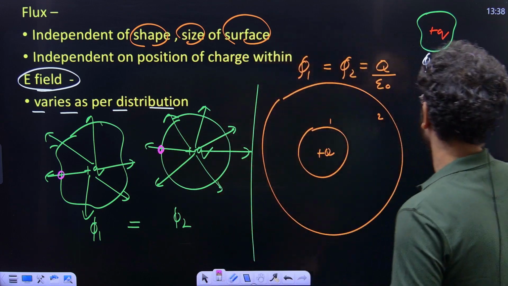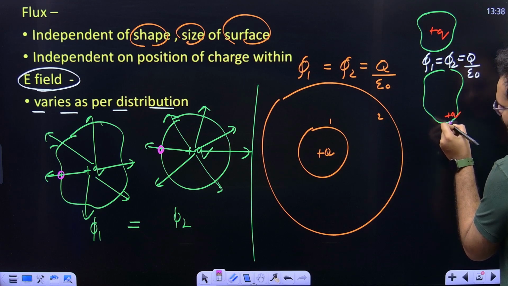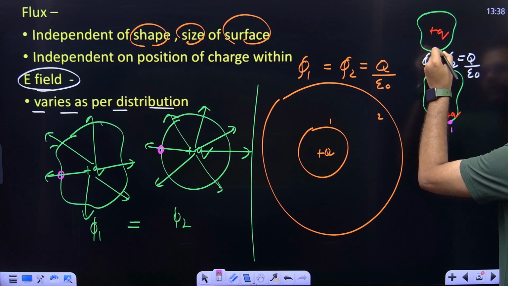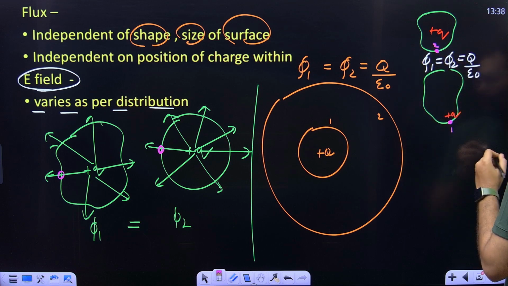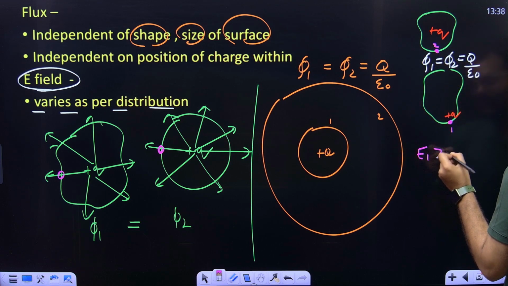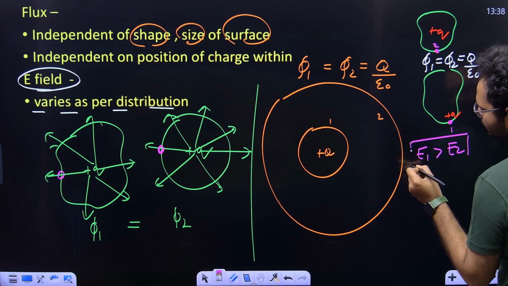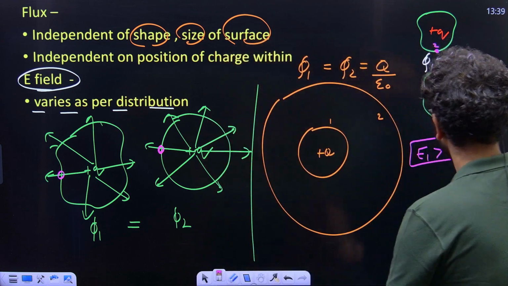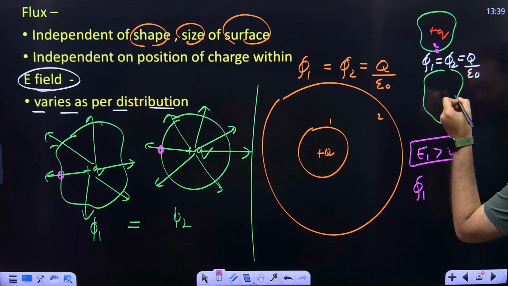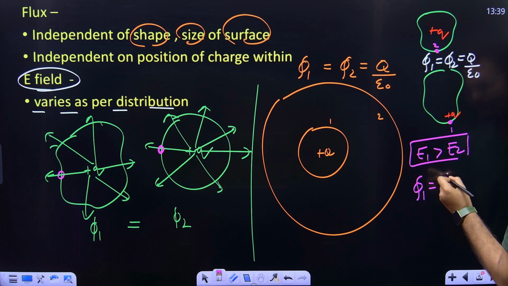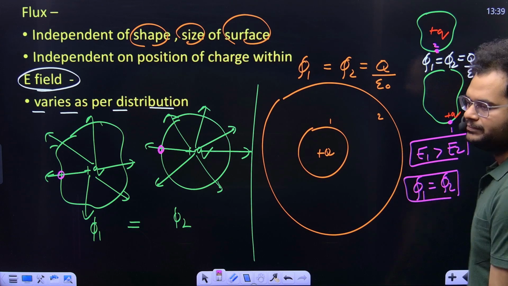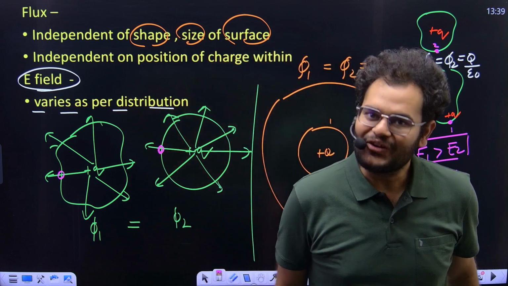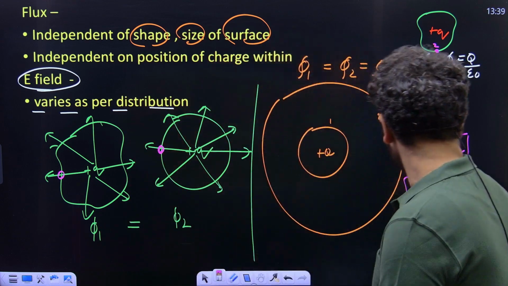See here, suppose someone asks me what is the electric field. Let us say this is point number 1, and here similarly we'll get point number 2. I will say the electric field at 1 is greater than the electric field at 2. Why? Because the distance is less. But the total flux for the first case must be equal to the total flux for the second case. Are you getting the concept in your head? Okay, fine. Let's go to the next part.